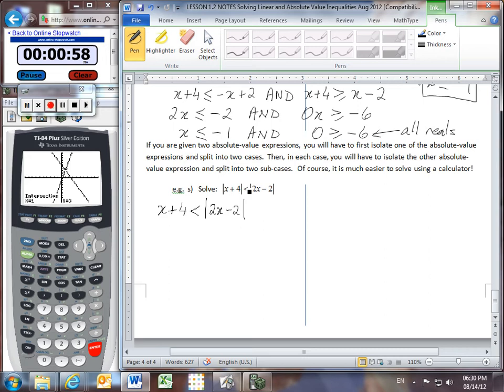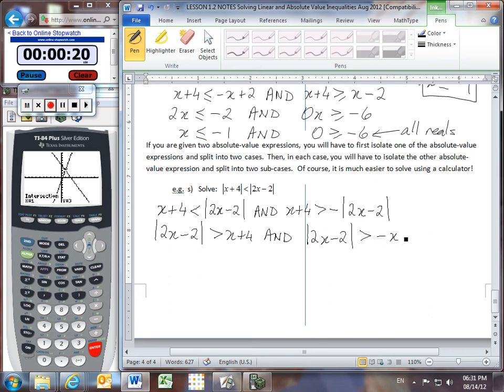And my other case, this is an AND situation, isn't it? Because my isolated absolute value was less than. And x plus 4 is greater than the opposite, the negative of my right-hand side. Okay, now it might be helpful to put my absolute value on the left, so I'm just going to rewrite this. 2x minus 2 is greater than x plus 4. And I'll move it to the left, it's easier, it becomes a positive 2x minus 2 in absolute value. And I'll move the x plus 4 over to the right-hand side, becomes a negative x minus 4.